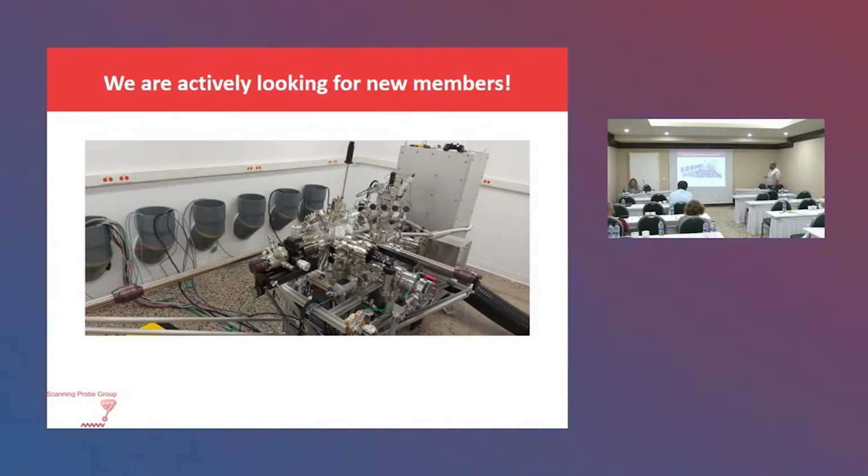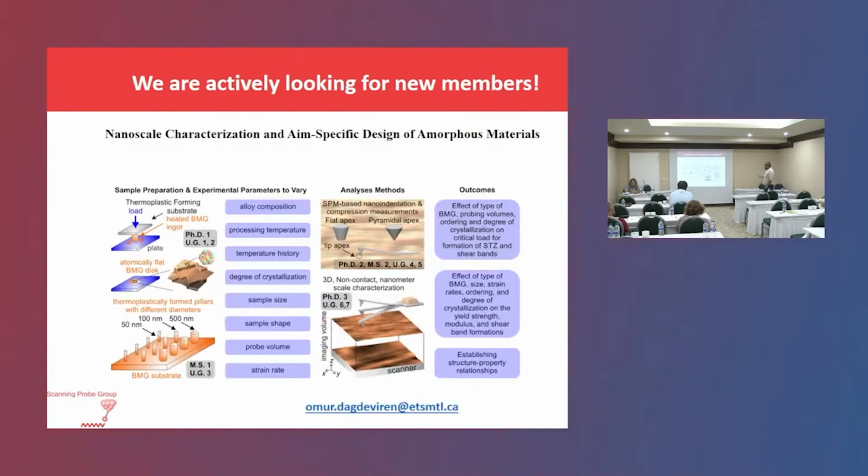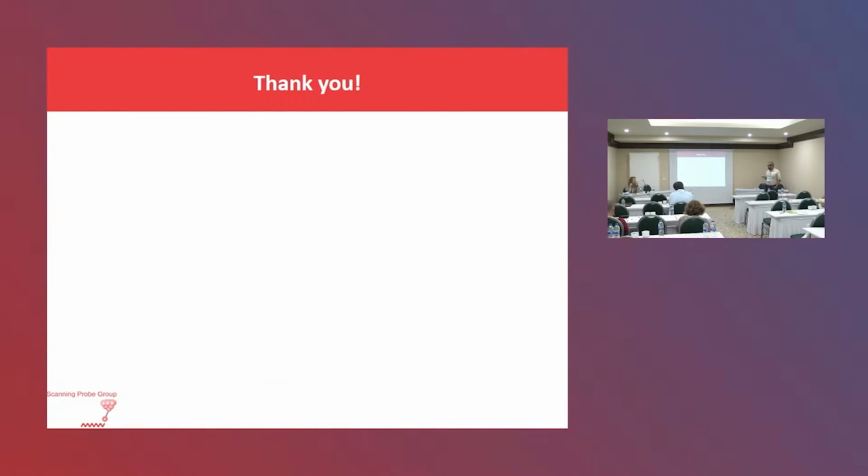So if you are an interested PhD student, or if your students are interested in this type of topics, you can let them know. And for a second project, we are interested in nanoscale characterization and aim-specific design of amorphous materials. So this has absolutely nothing to do with spin or magnetic materials, but we are interested in amorphous metals.